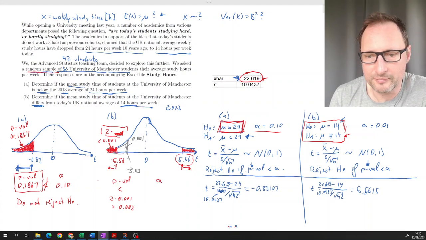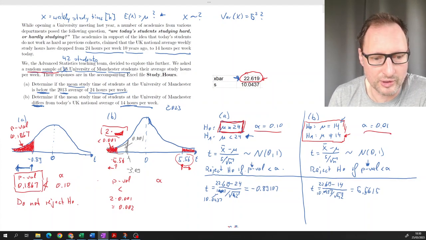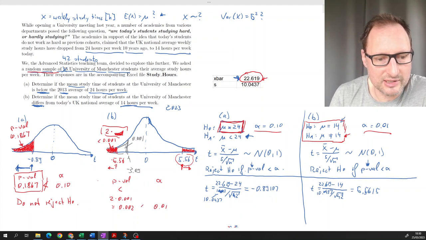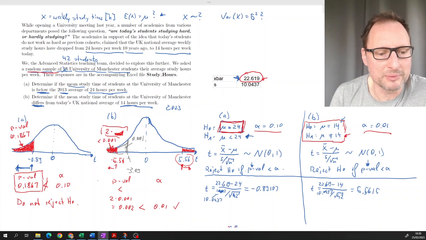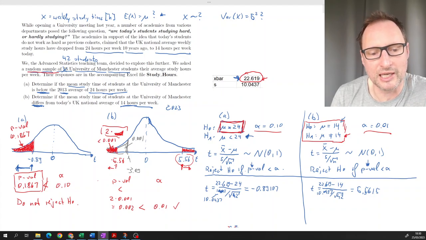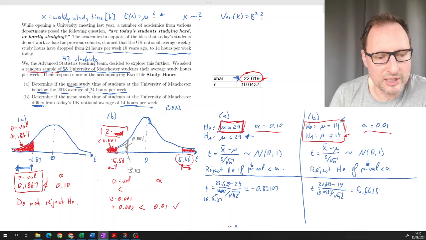What was the alpha? In this case, we set the alpha to 1%, 0.01. So again, is this smaller? Yes, it is smaller for sure. Whatever it is precisely, the maximum value it could possibly be is 0.002, and even that is smaller than 1%. So here we do reject H0.